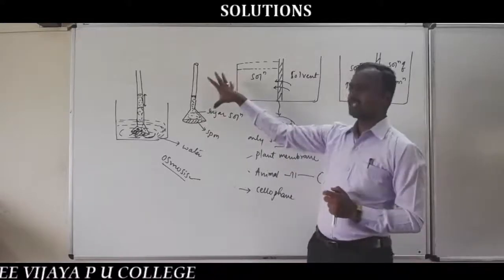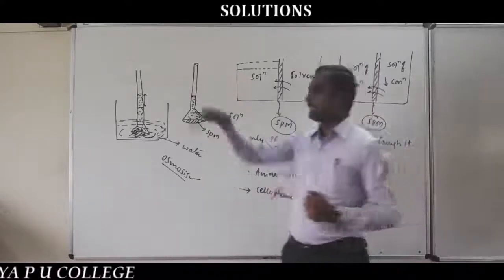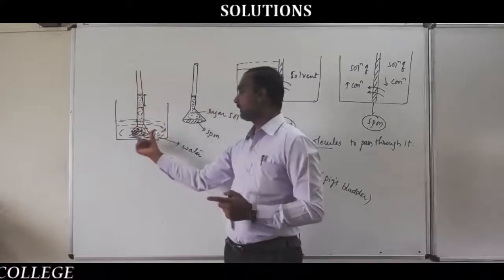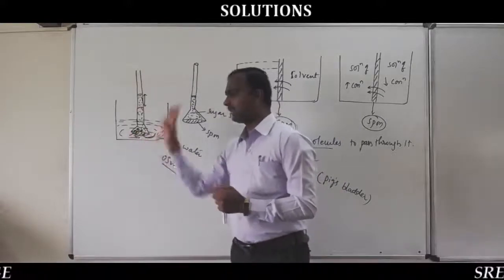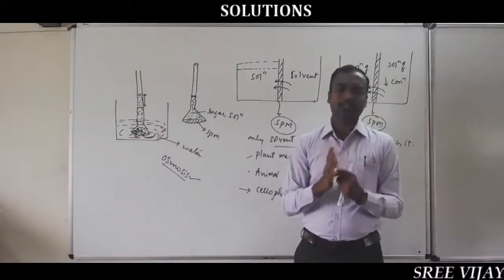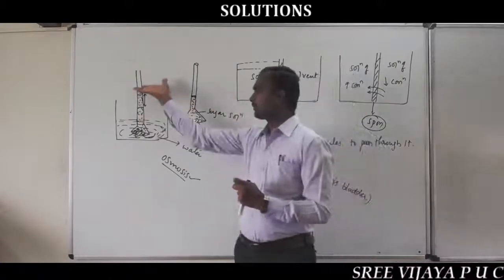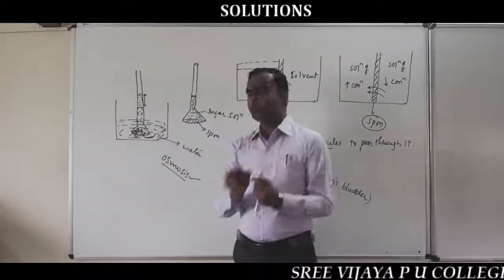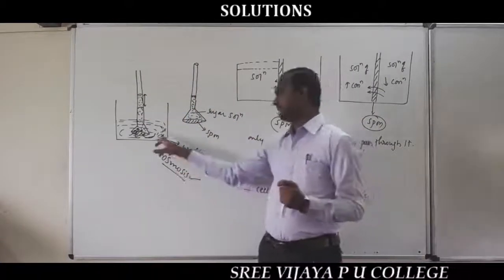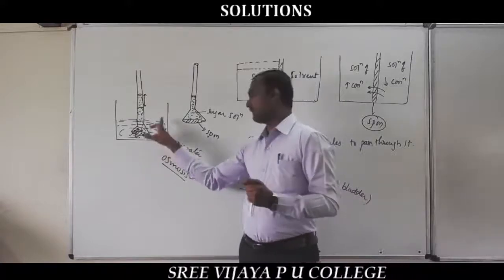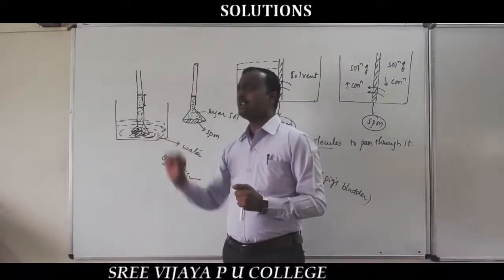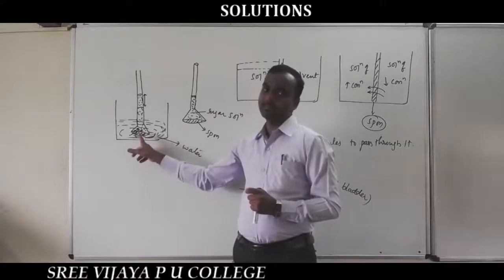Now this funnel, which consists of a strong sugar solution, is placed in an inverted position and immersed in water that is present in a beaker. After some time, you can observe that the level of the sugar solution rises, mainly due to osmosis. Nothing but these water molecules moved inside the funnel through the semi-permeable membrane.